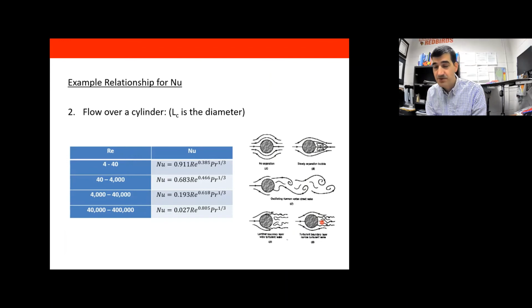And that Reynolds number is going to determine what is the Nusselt number. So your Nusselt number varies depending on what's the Reynolds number. So if your Reynolds number falls into this range, you need to use this equation for the Reynolds number and Prandtl number to calculate the Nusselt number. So if it falls into this range, use this equation, and so on and so forth. So the equation that you use to calculate the Nusselt number depends on your value of the Reynolds number that you calculate.